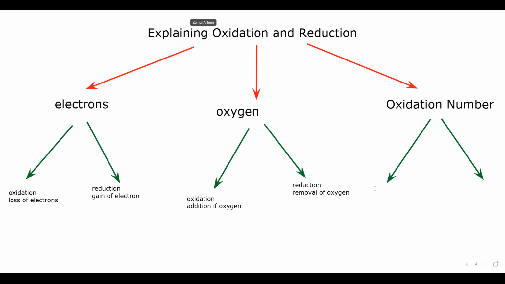And in terms of oxidation number, oxidation means increase in oxidation number, and reduction means decrease in oxidation number. So these are the definitions which you have to learn and identify depending on the question. Sometimes electrons are there, sometimes oxygen is there, and sometimes the charge or oxidation number is given. So now we'll do some different examples, and I will mix all the examples so that you can sort out which technique to use to identify oxidation or reduction.